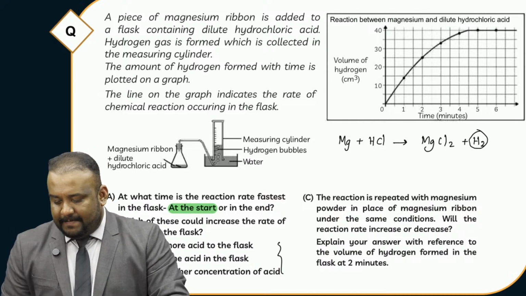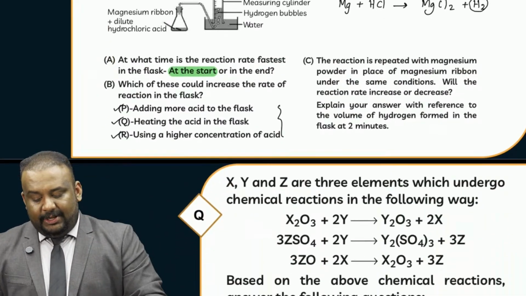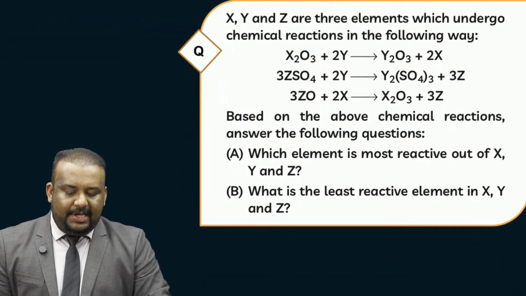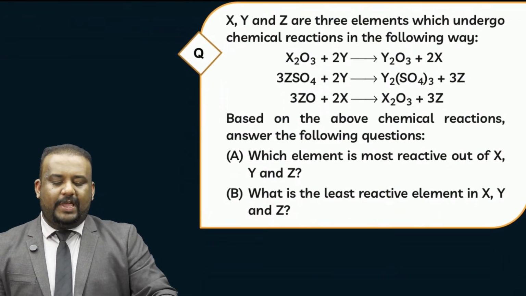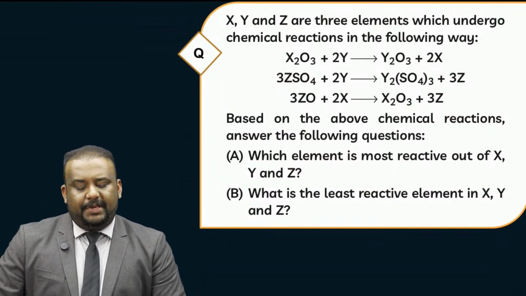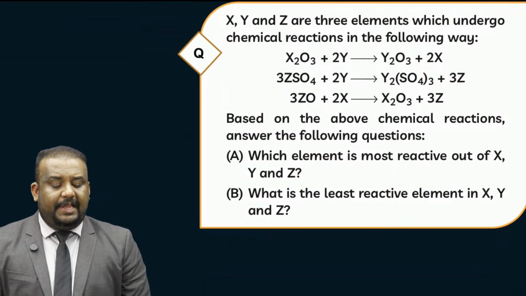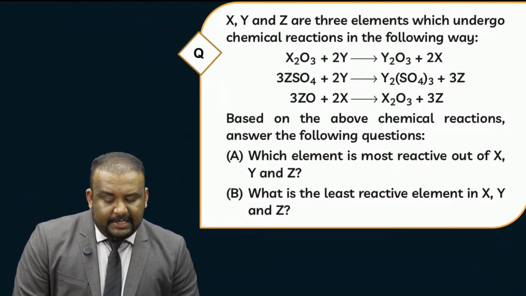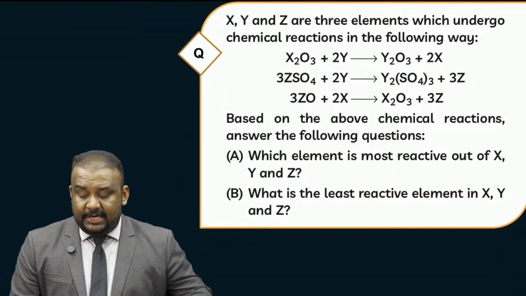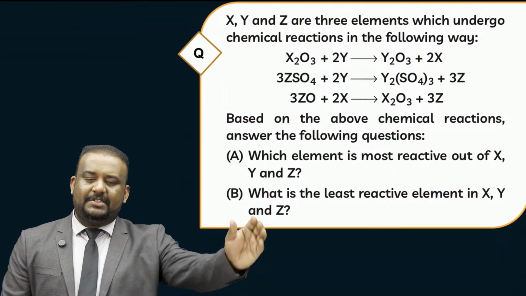Okay, right. So let's move on to our next question. X, Y, and Z are three elements which undergo chemical reactions in the following way. X2O3 plus 2Y gives Y2O3 plus 2X. ZSO4 plus Y gives Y2(SO4)3 plus Z. ZO plus X gives X2O3 plus Z. Based on the above chemical reactions, answer the following questions.